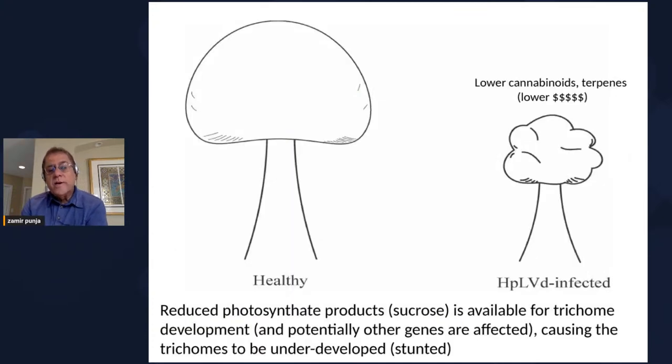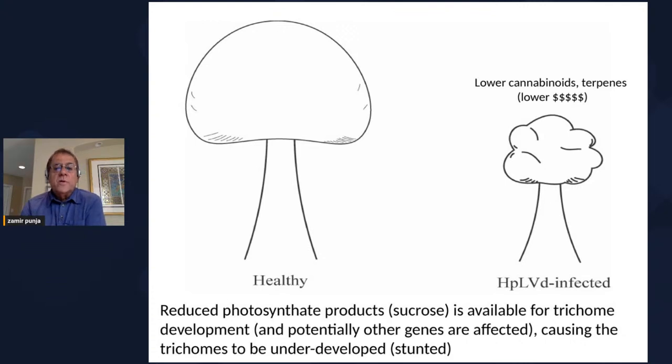We've looked at the trichomes that are produced on these plants that are infected with hop latent. On the left, you see sort of a diagrammatic representation of a healthy trichome. And on the right is what we see in the microscope as trichomes that are coming from plants that have hop latent viroid. You can see they're stunted, they're small, they're not well developed.